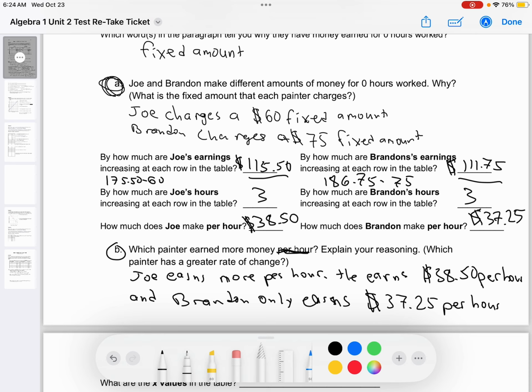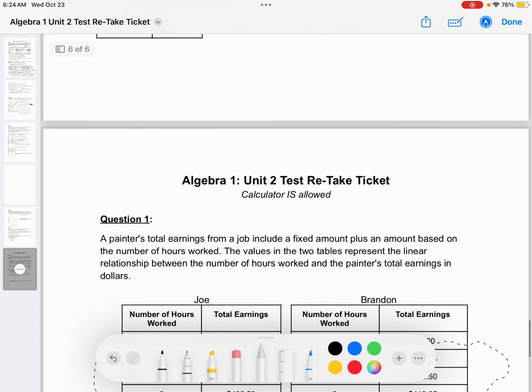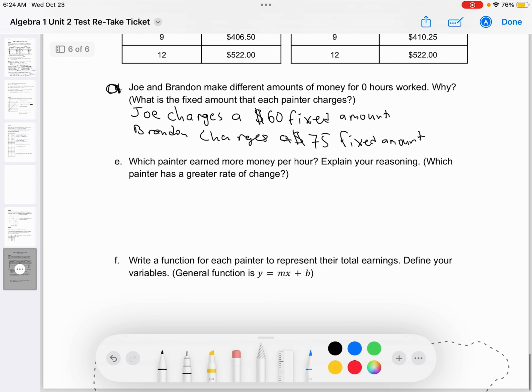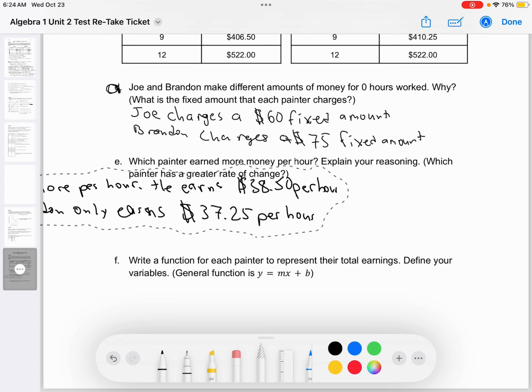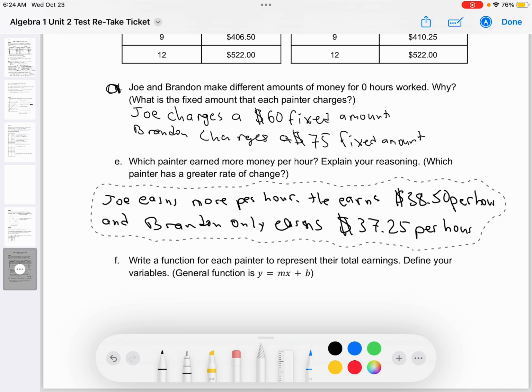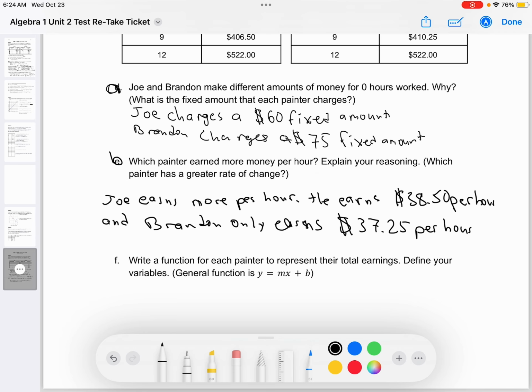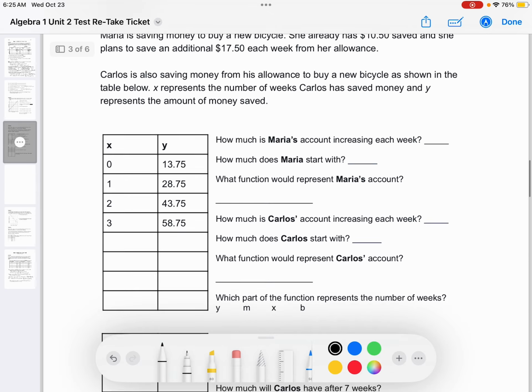And once again, once you have that written down, you should just take this answer and write the same thing down on the second part, down on question B. But Joe earns more per hour. He earns $38.50 per hour, and Brandon only earns $37.25 per hour. Okay, we have one more part for this particular question, which is part C.